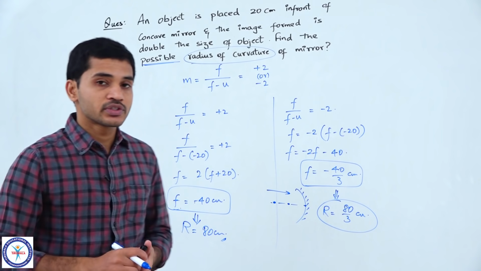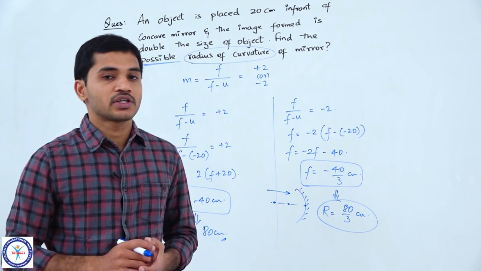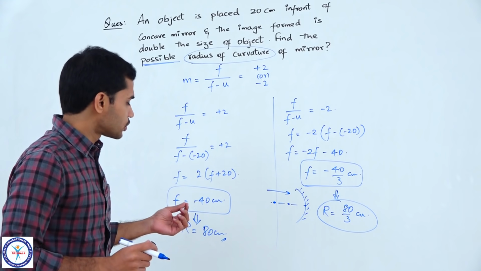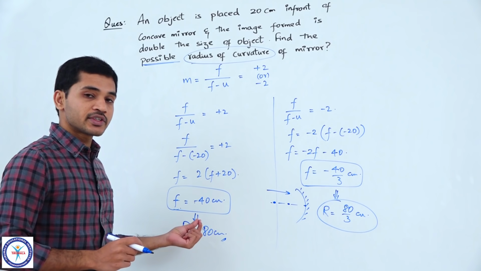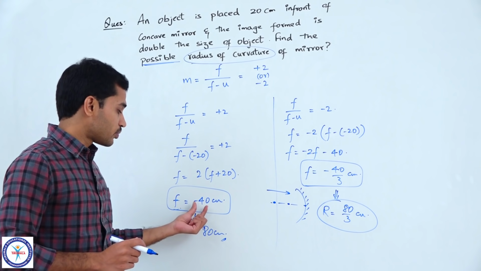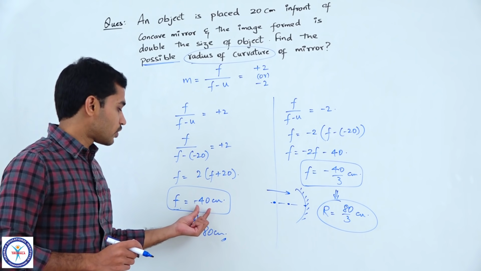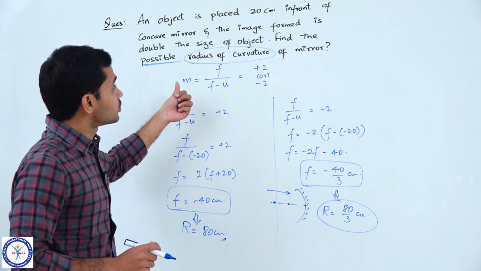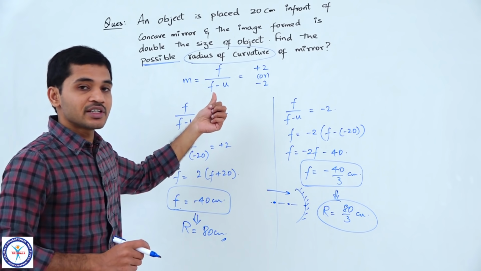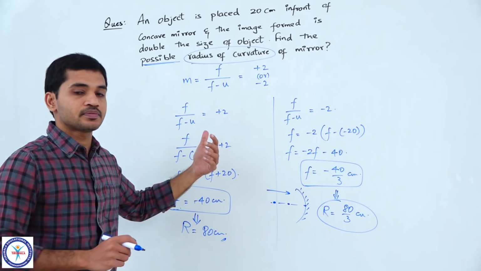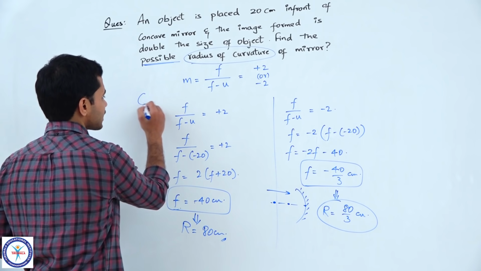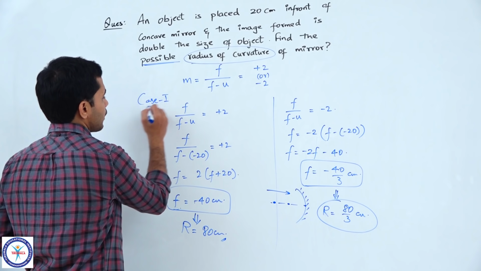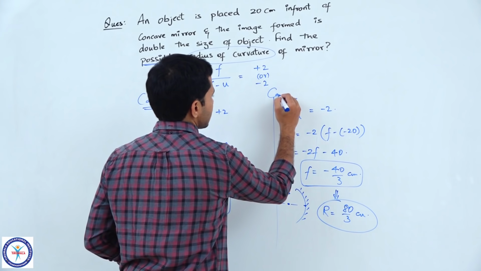So that way you can use the expression for magnification. What I want you to do is think about how the ray diagram would be in this case. So for a mirror which is having a focal length of 40, if I am placing the object at 20, it basically means that the object is placed between the focus and the pole. So let me call this case 1 and this one case 2.